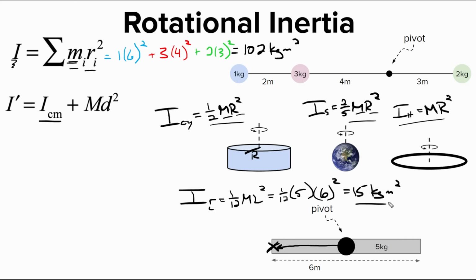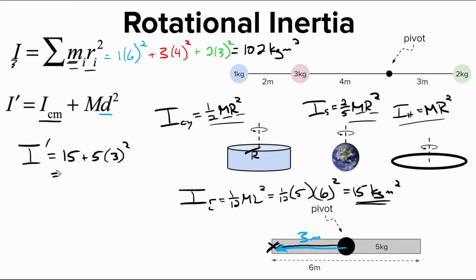It was 15. So I take that 15 and I add to it the mass of the whole object times how far I moved it. This D right here represents how far you moved the axis. I moved it this way. And I moved it 3 meters. So if I want to figure out the new rotational inertia about the edge, I could do rotational inertia about the center of mass, which I just found is 15. 15 plus the total mass is 5. And the distance I moved it was 3.